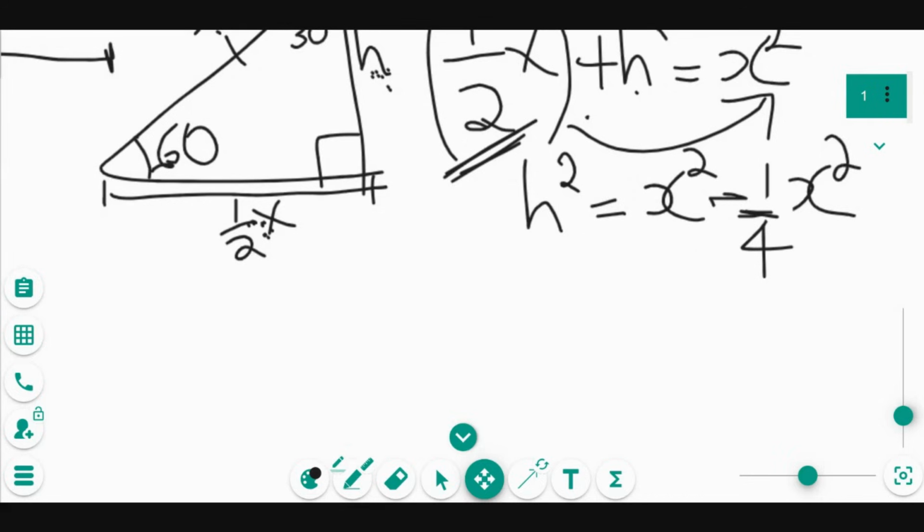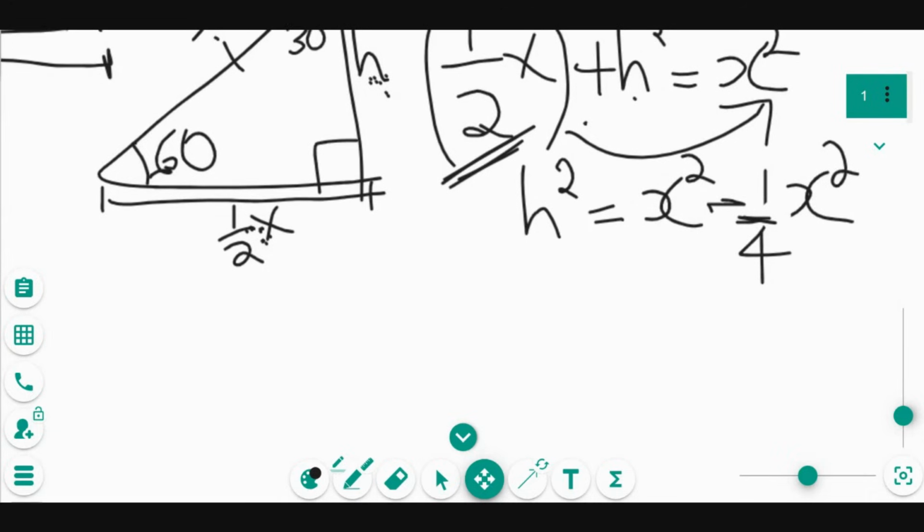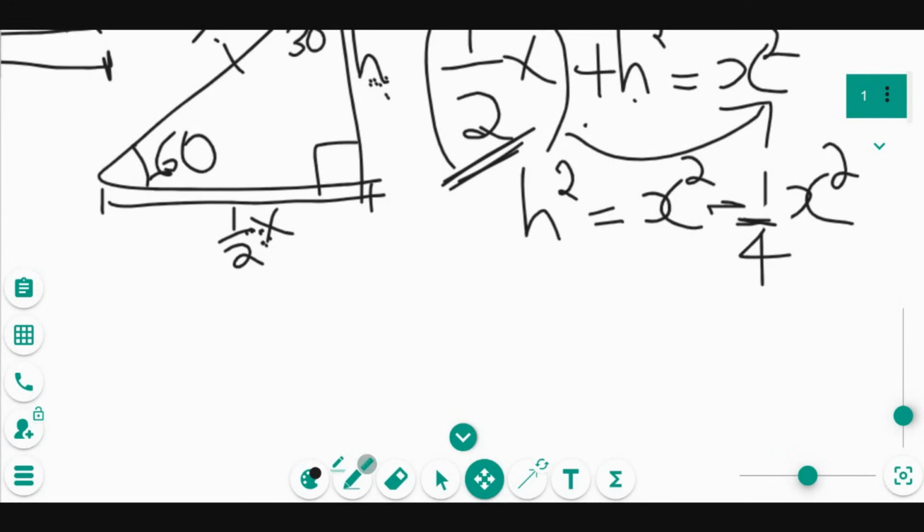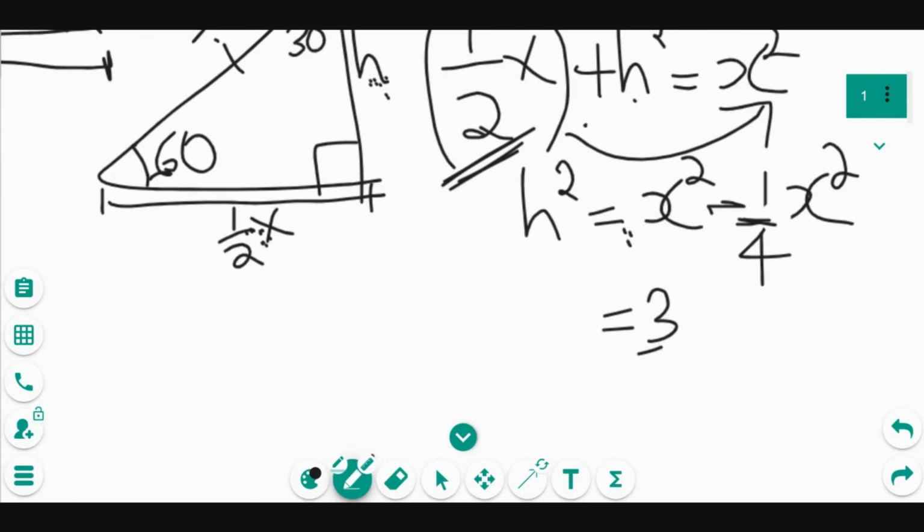This x squared has a silent 1 behind it. There's like a silent 1 here. So it's as if I am actually subtracting 1 minus a quarter. 1 minus a quarter. Yes, 1 minus a quarter, you get 3/4. So I actually have 3/4 x squared. That is the value of h squared.